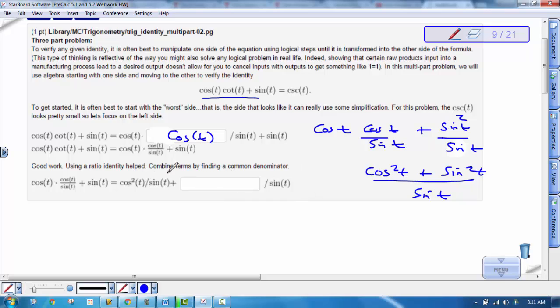Actually, I lied, I'm sorry. Cosine squared is right here over sine, plus we're looking for sine squared. We're looking for that right there. So I went a little too far. But obviously we could simplify this even further on our test. This would be 1, according to the Pythagorean identity, so 1 over sine is cosecant.